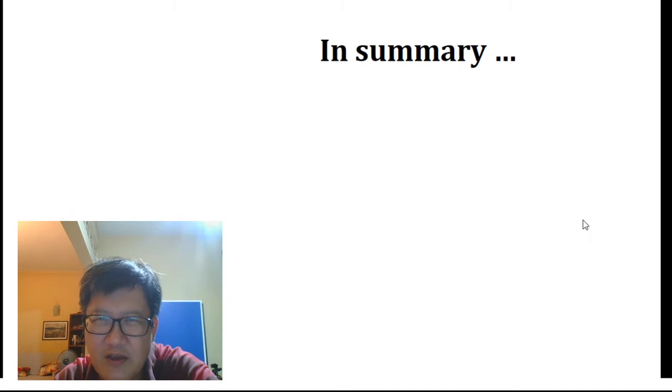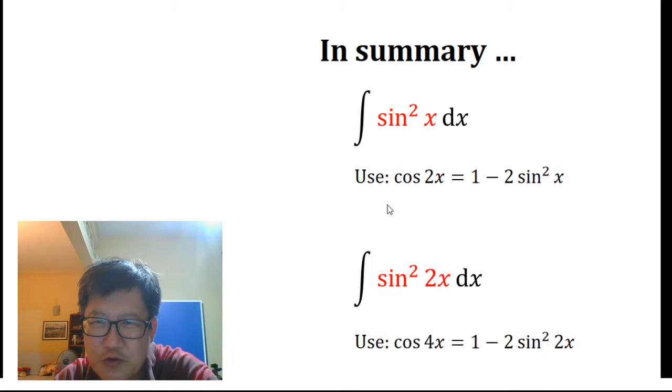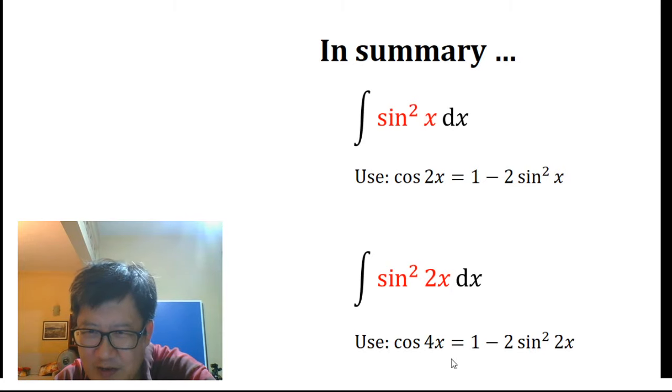So in summary, in this set of slides, I've shown you how to integrate sine squared x, and this is the double angle formula you use. I've also shown you how to integrate sine squared 2x, and this is the double angle formula that you use. This formula here is a variant of this one over here.